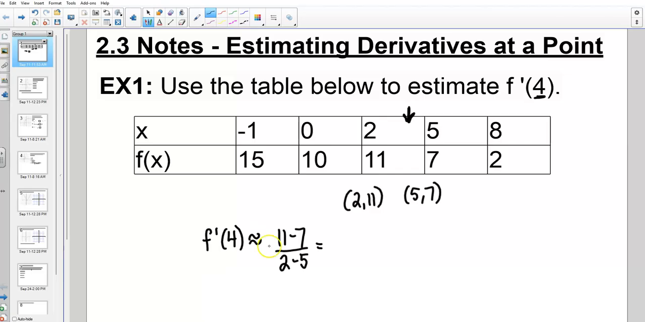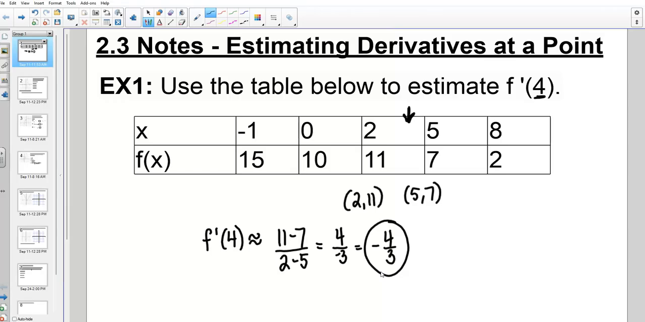Notice I'm using the squiggly equal sign right here. That symbol means approximately. On the FRQs, they don't count off on the real test if you use an equal sign when you shouldn't here, but you really shouldn't use an equal sign because this is an estimate. It's not the exact value of the derivative at that point. So we're going to get 4 over negative 3, so we would want to write this as negative 4 thirds. And so the approximate slope of the tangent line at x equals 4 would be negative 4 thirds.